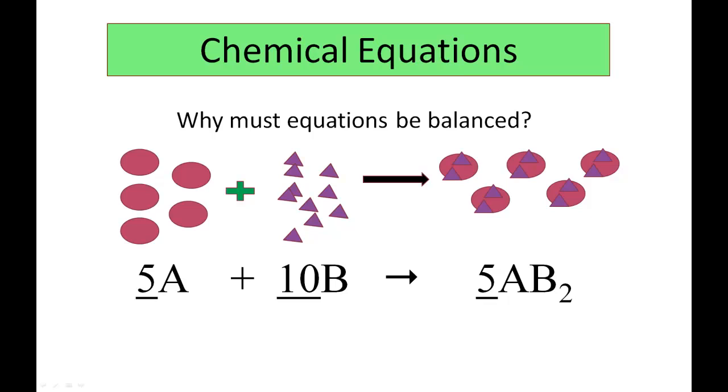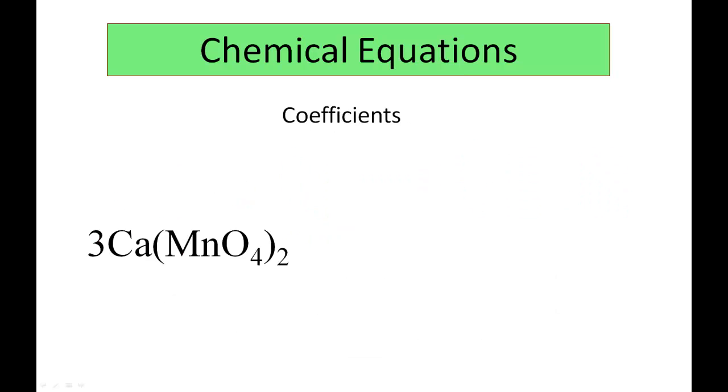5A plus 10B yields 5AB2. Those large numbers that come in front of each one of these substances is called a coefficient. And once those substances are written down correctly, these coefficients are the only way you can balance a chemical equation. Let's look at a coefficient with a real substance.